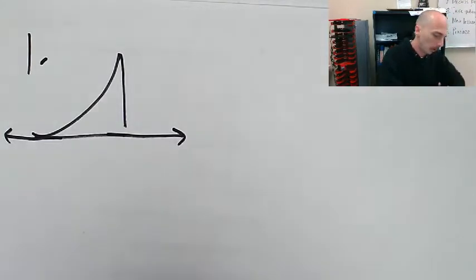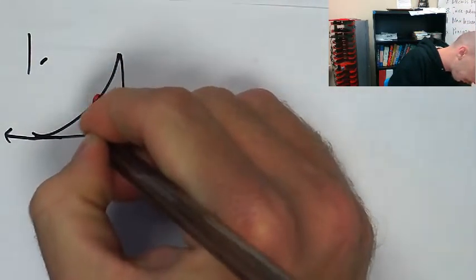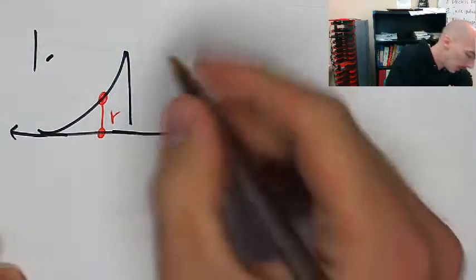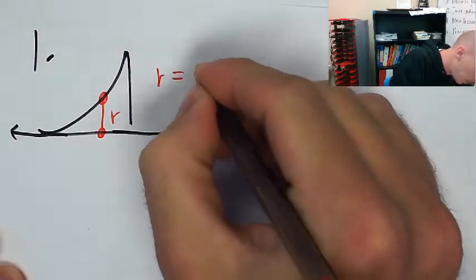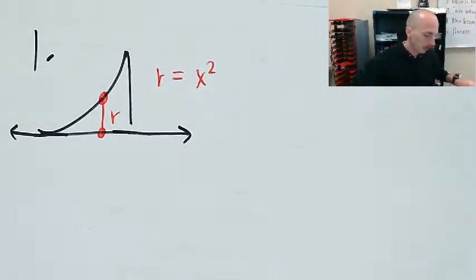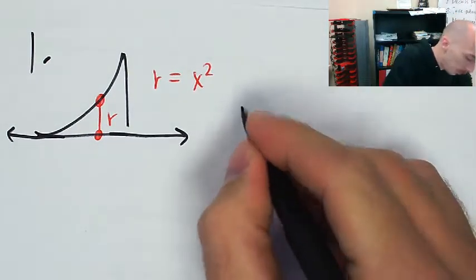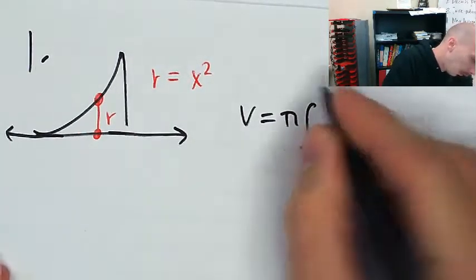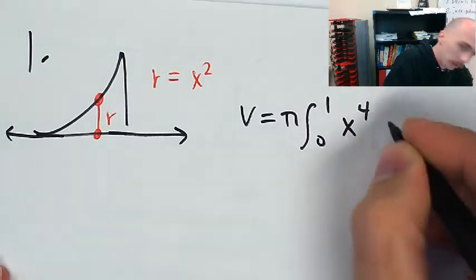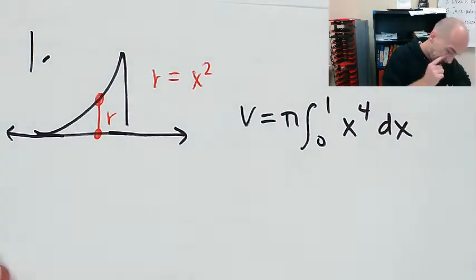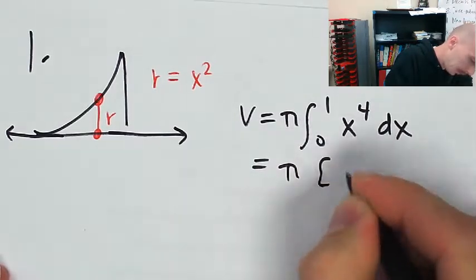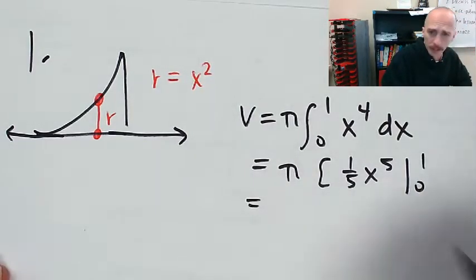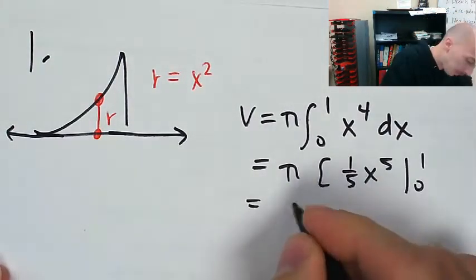So I'm going to get myself a radius. I know that when it's disks, it's just the integral of pi r squared. My radius is going to equal top minus bottom, y equals x squared minus y equals 0. So volume equals pi times the integral from 0 to 1, because that's x equals 0 and x equals 1, of r squared, which is x squared squared, so x to the 4th, dx. That's pi times 1/5 x to the 5th as x runs from 0 to 1. That's pi times 1/5 minus 0, so it would be 1/5 of pi.